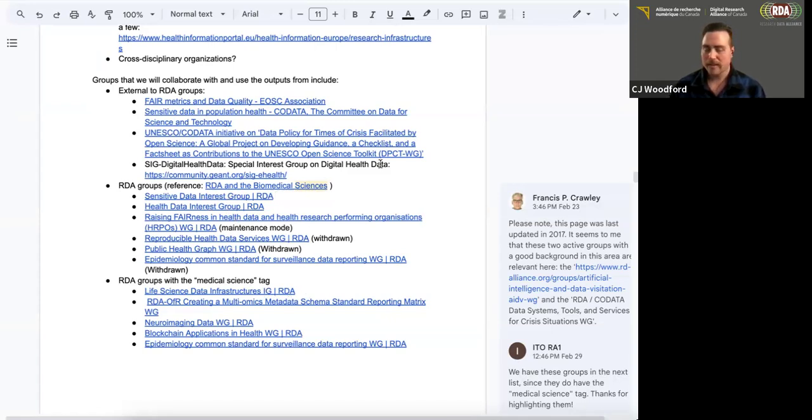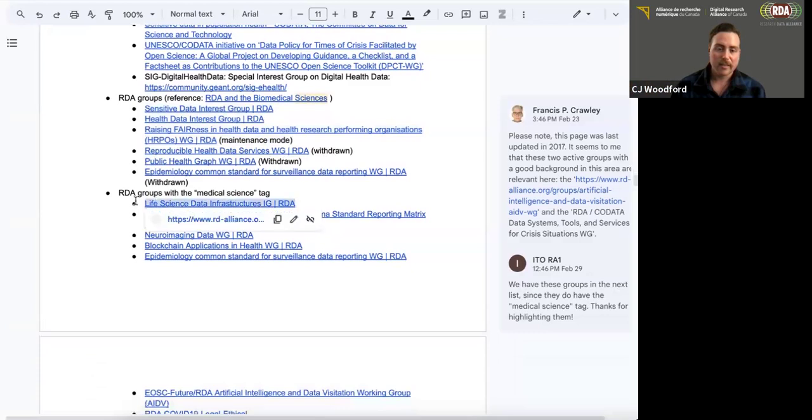But I might also highlight, in terms of other RDA people that we want to include, I made this list, and I tried to order them based on relevance, perhaps. And unfortunately, there's a lot of health data groups that were withdrawn. So all these three are withdrawn, but these top three, sensitive data, health data interest group, and raising fairness in health data and health research performing organizations, very, very topical, but in maintenance mode.